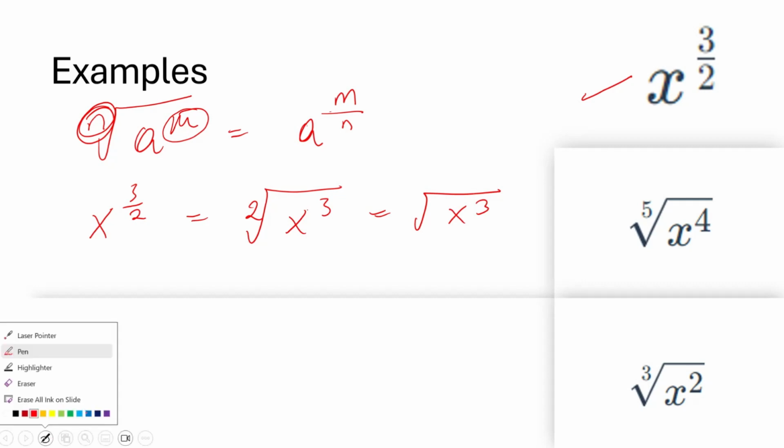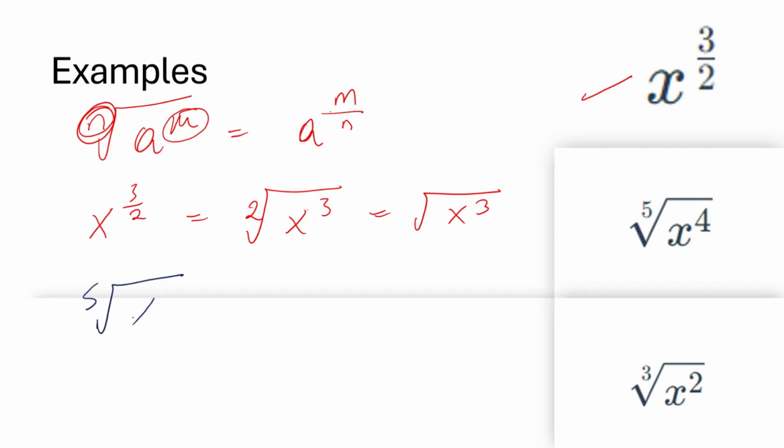Now let's jump into the second example real quick. For the second example, we're going to have the 5th root of x to 4. Here again, we're going to switch now to exponential format from radical format. So this is going to be x. This 5 is going to be in my denominator for my exponent. So that's going to be 5. And this 4 right here is going to be in the numerator for my exponent. So that's going to be 4. And that completes that problem.